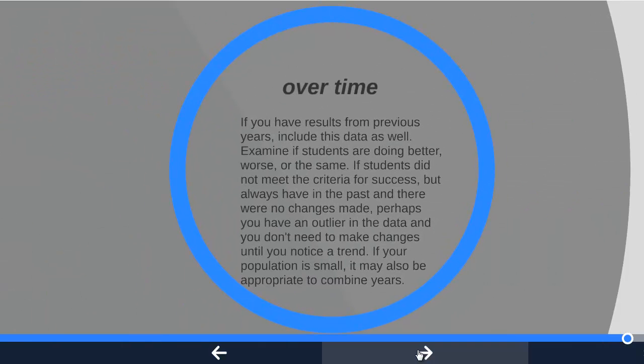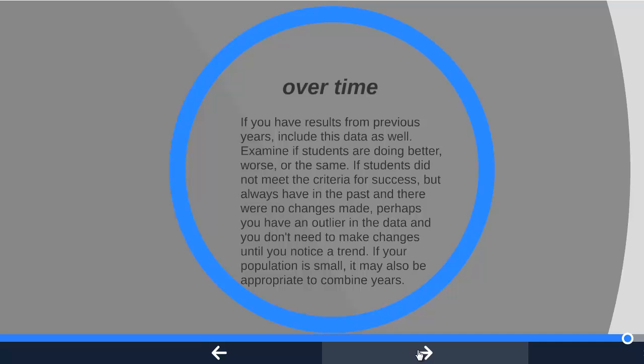You might want to look at your data over time if you have results from previous years. You can examine if students are doing better, worse, or about the same. Now, if students this year perhaps did not meet your criteria for success, but they always have in the past and you haven't changed your assessment, your assignment, or what you're teaching or how you're teaching, then perhaps you have an outlier in your data and you don't need to make any changes until perhaps you notice a trend.